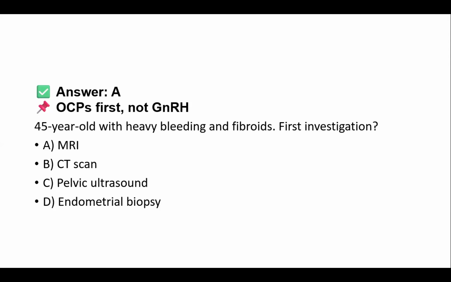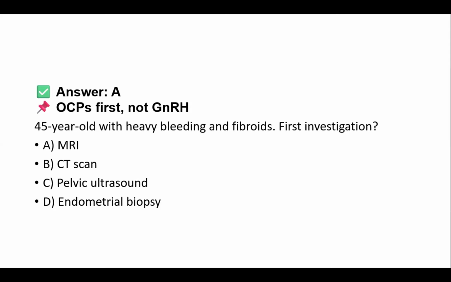This is a 45-year-old with heavy bleeding and fibroids. What will be the first investigation? MRI, endometrial biopsy. So basically, she's 45 years old and she has heavy bleeding and there are fibroids. So we have to tell what will be the first investigation we will do to diagnose the patient. So I will say C, ma'am. It is pelvic ultrasound.